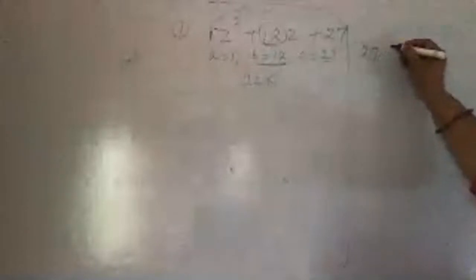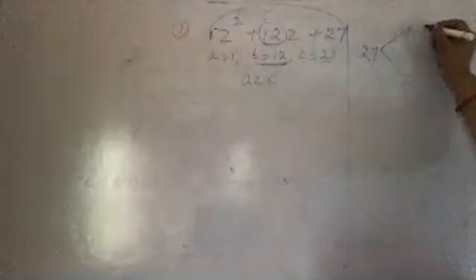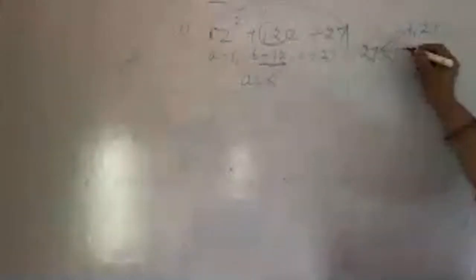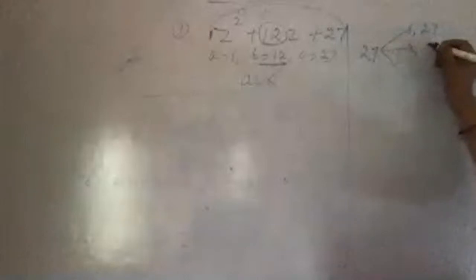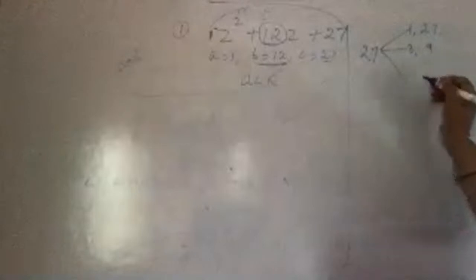I write here: 27, I break into two factors such that 1 and 27. Okay. Next is 3 and 9. Then more factors will be checked.